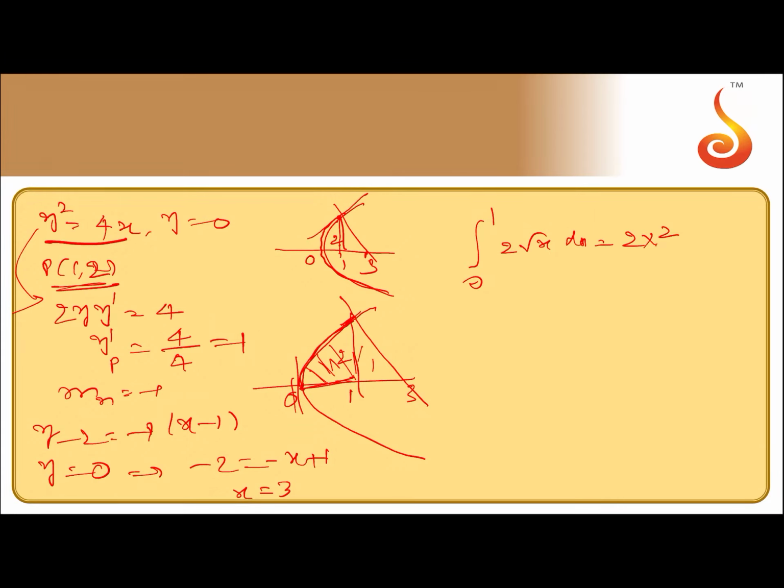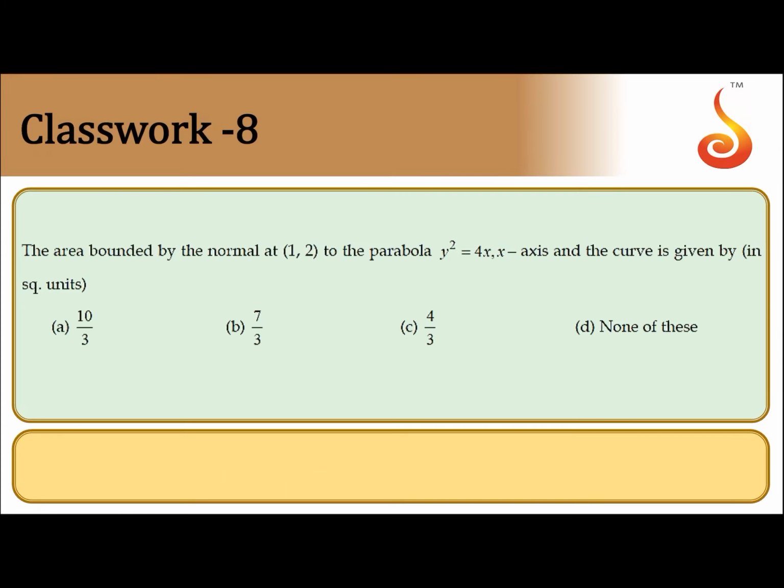That equals 2 multiplied by 2 by 3 x root x between 0 to 1. If you substitute, you'll be getting 4 by 3 area. So this is area 4 by 3 plus the area of this triangle, half into the base length is 2, height length is equal to 2. Simplifying this, 4 by 3 plus 2. How much will we be getting? 10 by 3. So 10 by 3 is the required answer here. Yes, the first option.